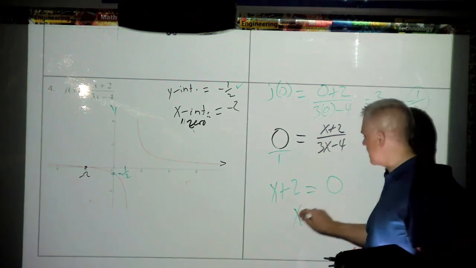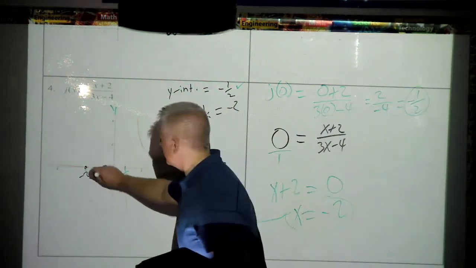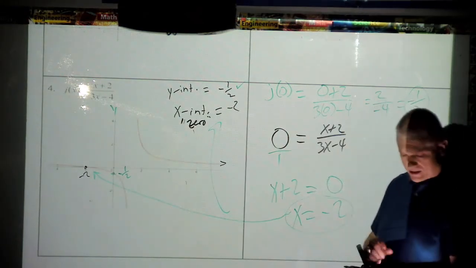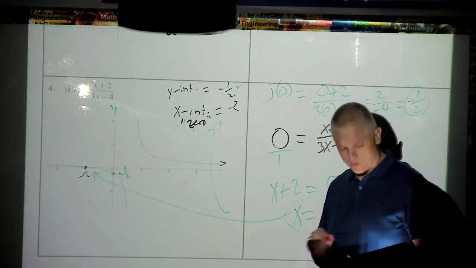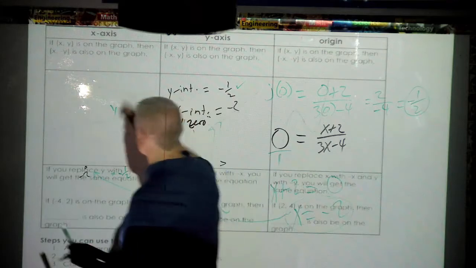Subtract 2 from both sides, and there's my -2. Okay? And we are correct again. Call us butter, because we're on a roll. Very nice. So let's look at symmetry in graphs.